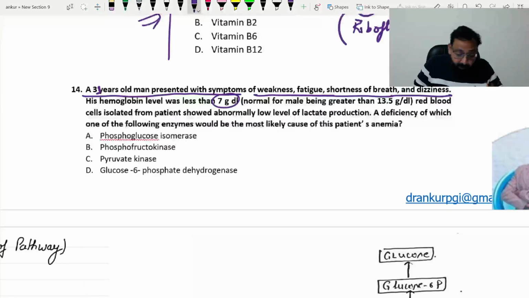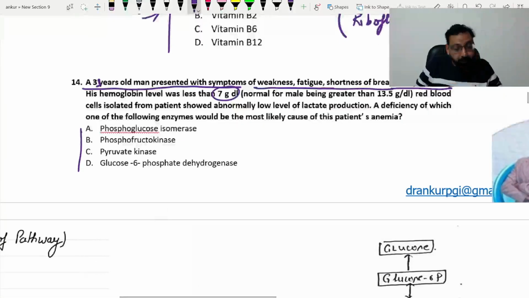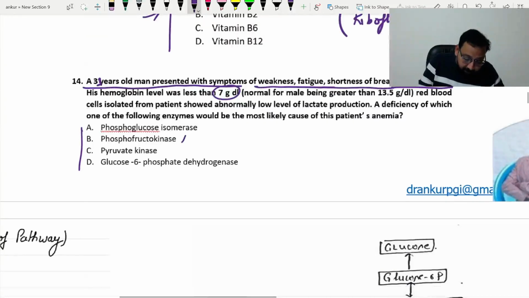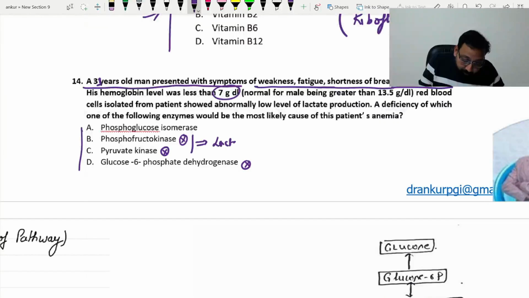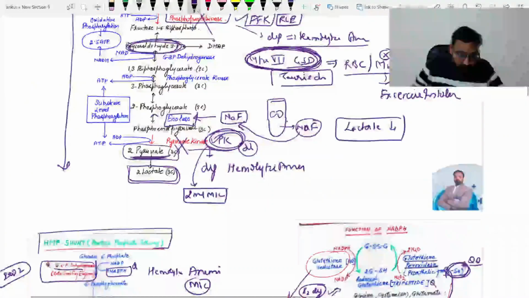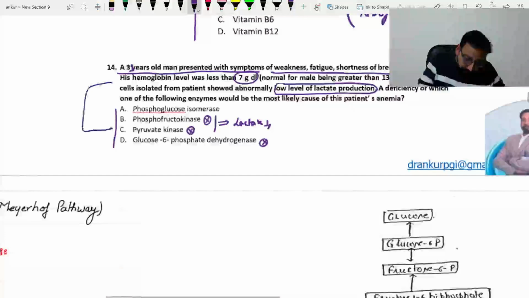Hemolytic anemia may be there. In this question, they have given four options. Deficiency of all enzymes, most of them lead to hemolytic anemia. We have discussed pyruvate kinase deficiency leads to hemolytic anemia. G6PD deficiency leads to hemolytic anemia. And in these two, lactate would be low. So in this question, they have given low level of lactate production. Yes, low level of lactate production, so the answer would be pyruvate kinase.